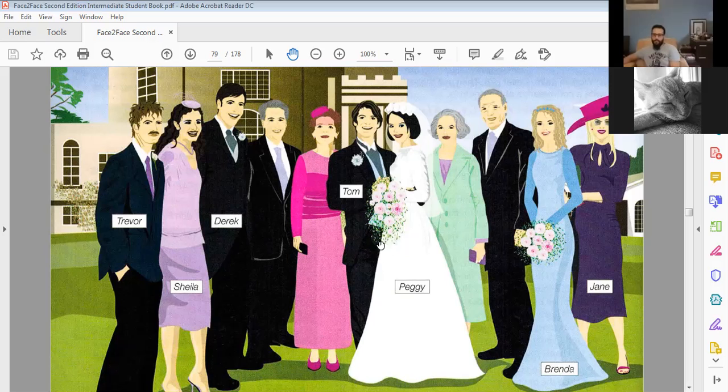Second edition, Intermediate, by Chris Redston and Gilly Cunningham. This recording is copyright Cambridge University Press, 2013. CD 3, Track 1.